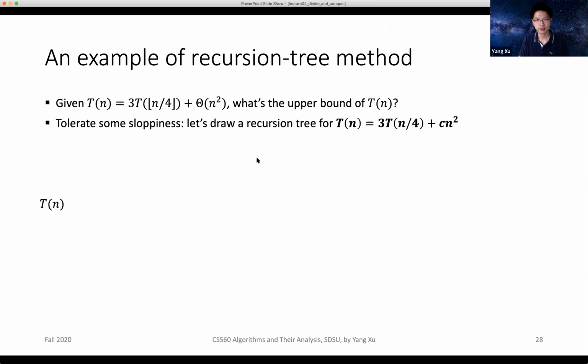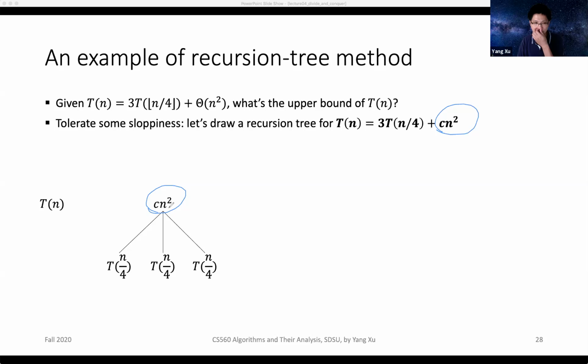Okay, so we can first write the original recurrence here: T(n) = c times n squared + 3 times T(n/4). We put the function here as the root node. That is the cost, which basically describes the cost of splitting into subproblems and combining the solutions from the subproblems.